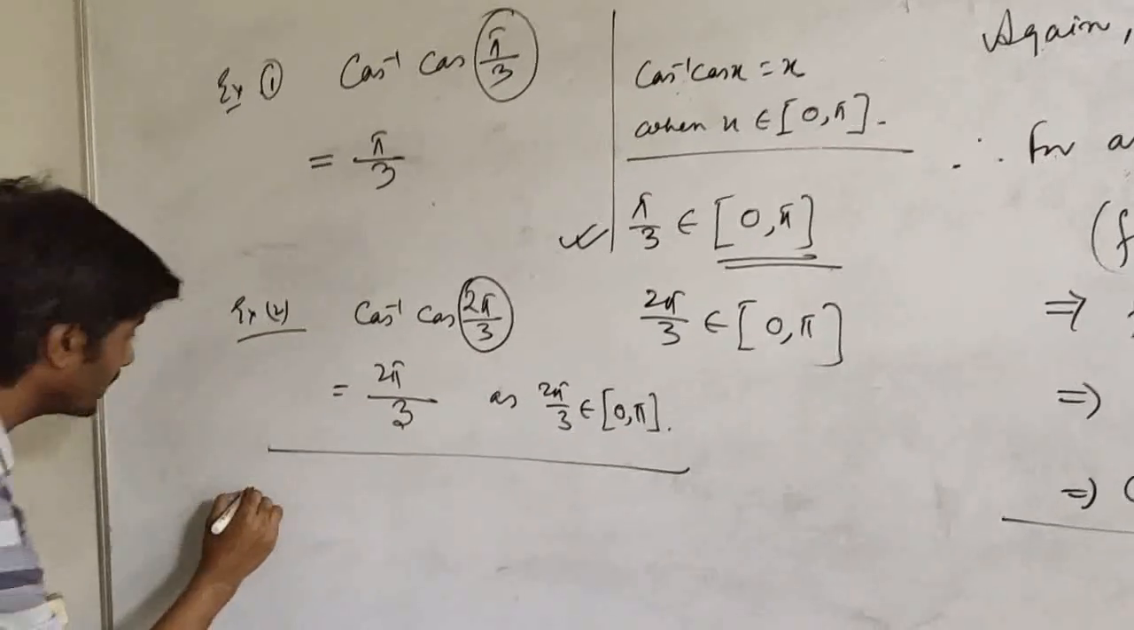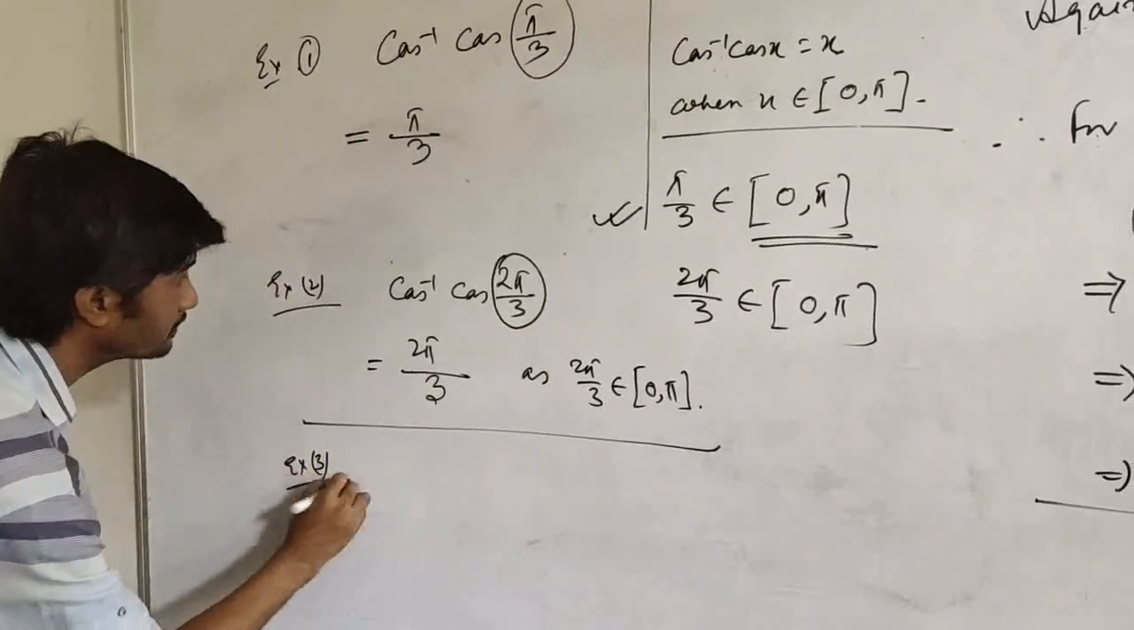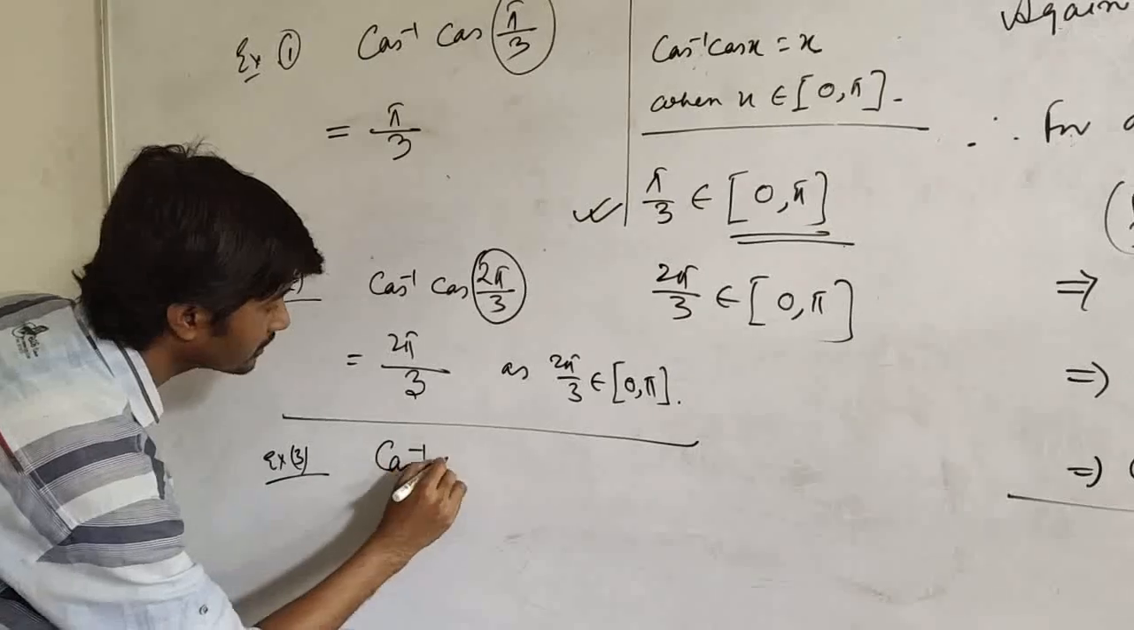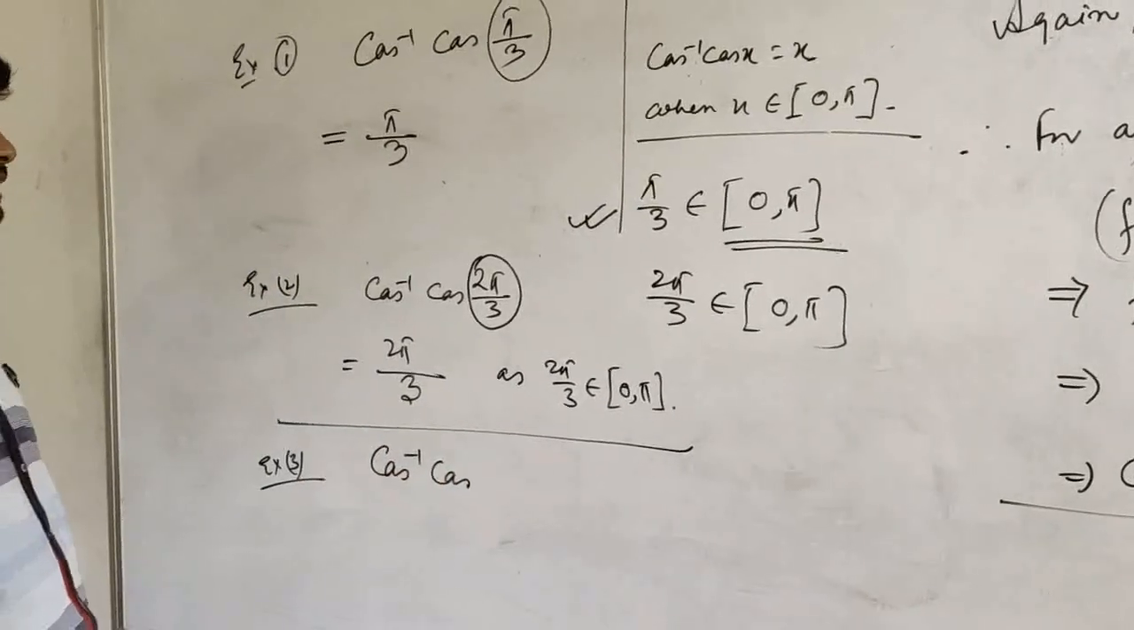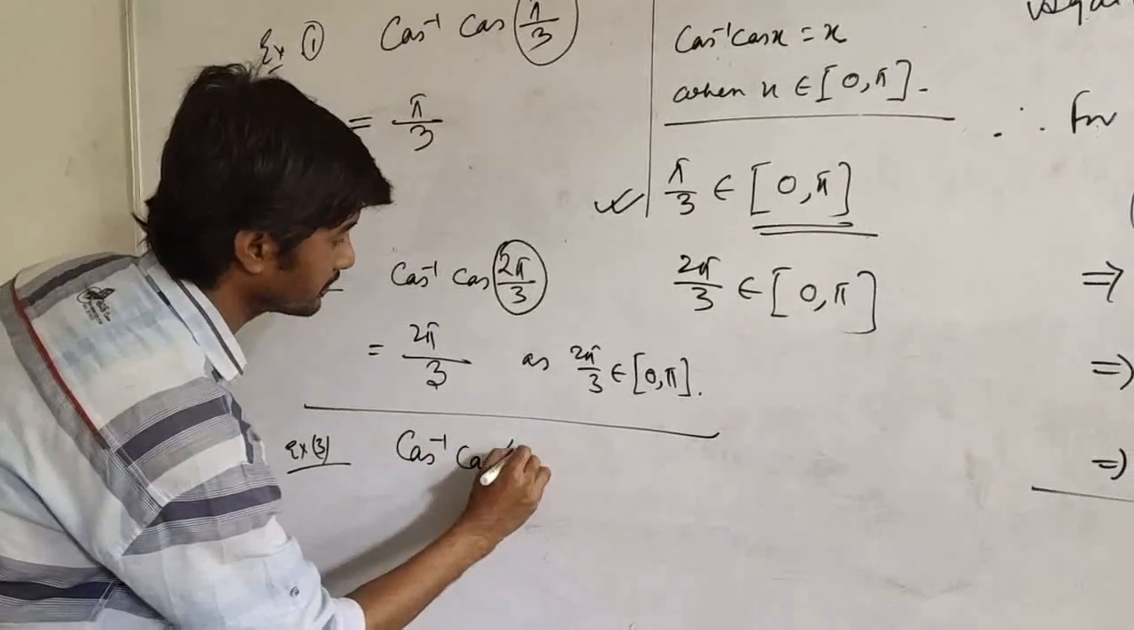The last example I want to take, suppose example 3: cos inverse cos, here I want to take 4 pi by 3.